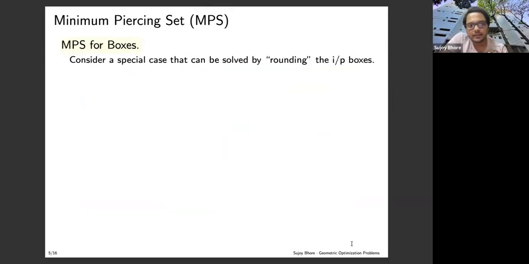So let me describe briefly the first result, and then I will move to other questions. The first result is the minimum piercing set for boxes. I'm going to first consider a very, very special instance. This can be approached in many very different ways, like creating some sort of a kernel of the instance, or looking at a special instance. But we are going to consider a special instance first, which can be solved by rounding the input boxes.